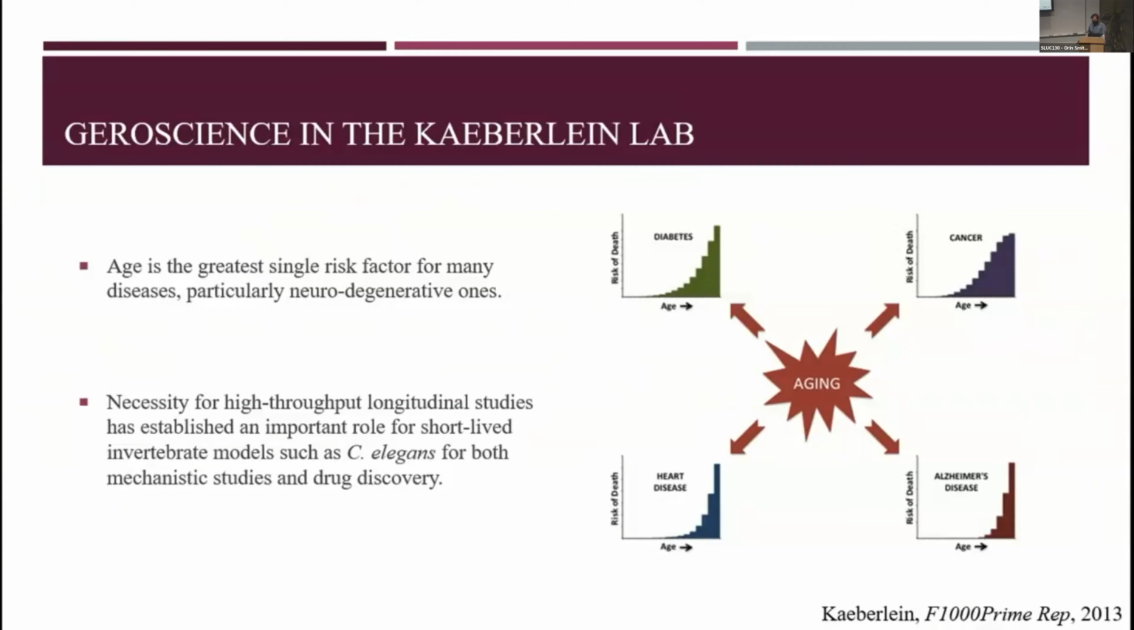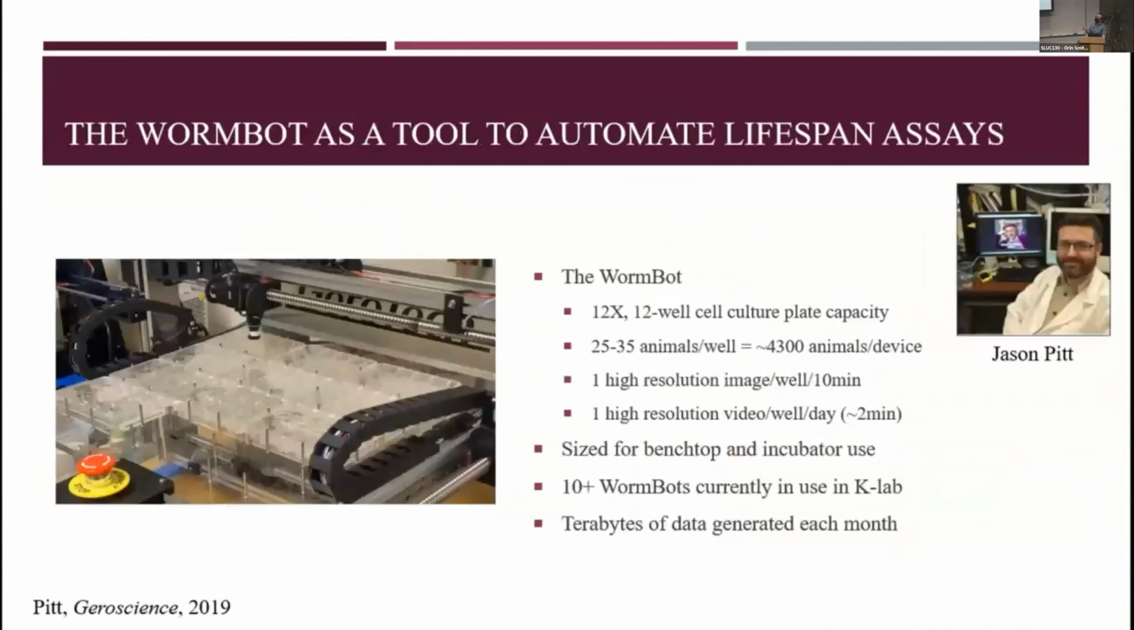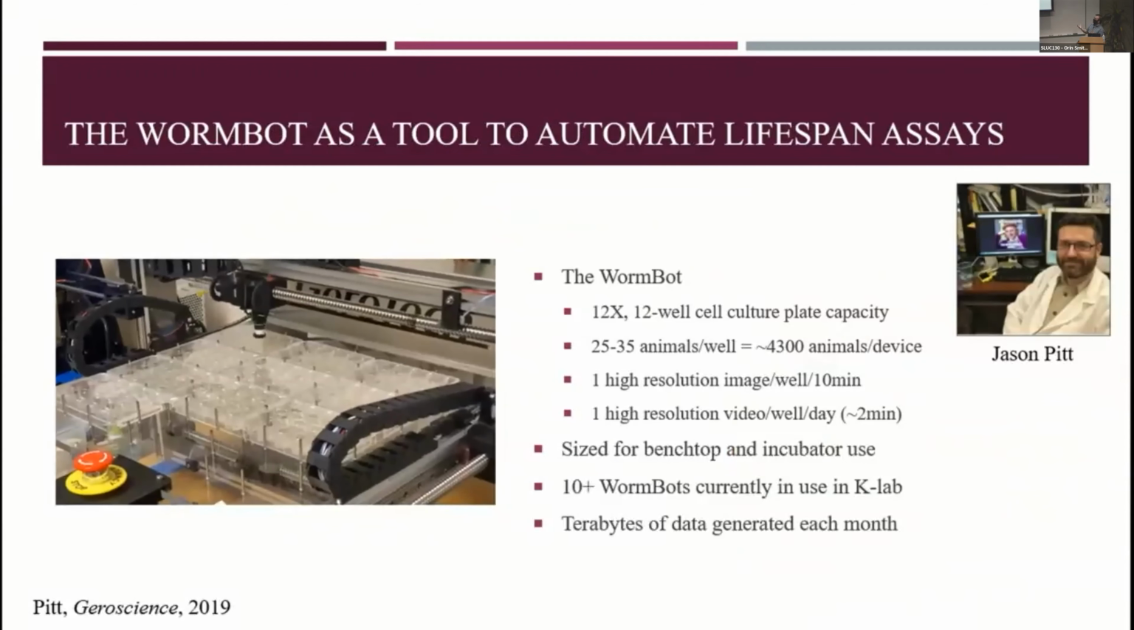And so my dream, this is a weird dream to have, but it's long been to have a Fitbit for an invertebrate species, something that tells us not only the longevity, but also a variety of different health metrics, all in one experiment. And so this work that I'm starting to talk to you about today was originally designed by an engineer in the lab, Jason Pitt. He developed this really exciting robotic tool called the WormBot.